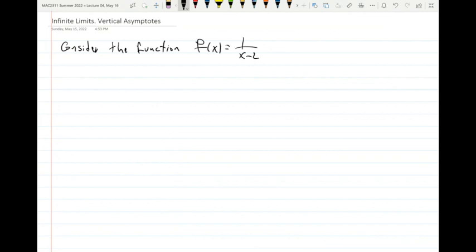So another question is, what happens when we are close to 2? We cannot plug in 2 because the function is not defined at 2, right? But what if you get very close to it? What's going to happen to the function? So that's the question that we're going to ask. I cannot plug in 2, but I can get close to it. So let's do it from the left. And let's do it from the right.